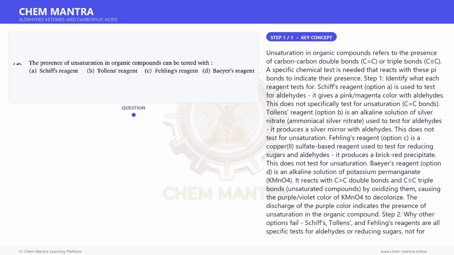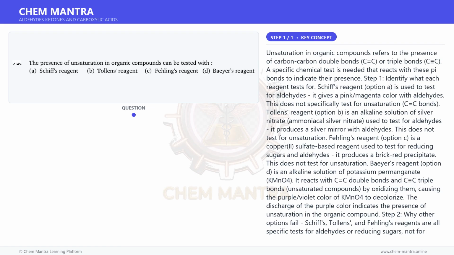Step 1. Identify what each reagent tests for. Schiff's reagent, option A, is used to test for aldehydes. It gives a pink-magenta color with aldehydes. This does not specifically test for unsaturation, C=C bonds.